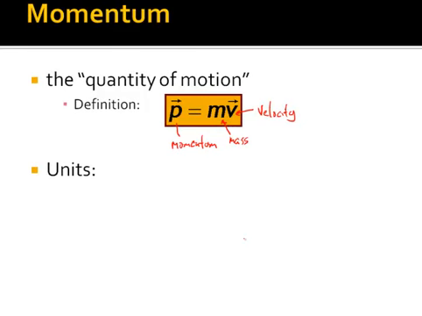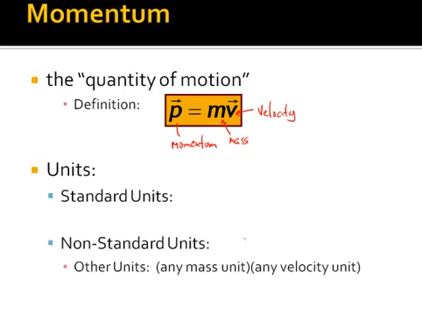Now the units of momentum would be relatively predictable. Since it's a mass times a velocity, it should be a mass unit times a velocity unit. The standard units for momentum are kilograms for mass times meters per second. That's the standard unit for momentum.